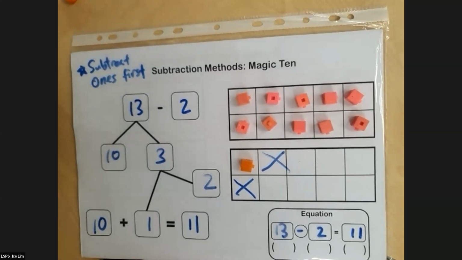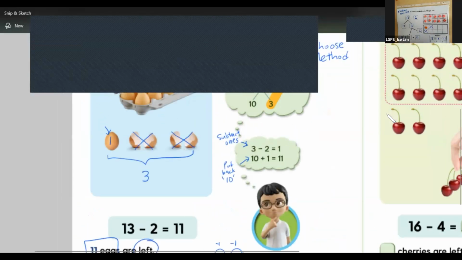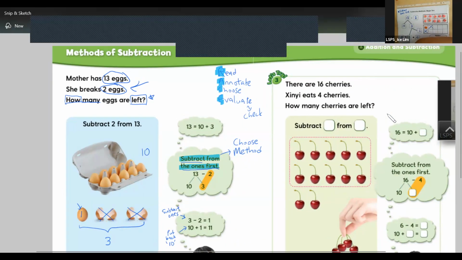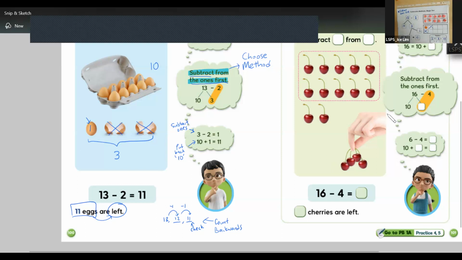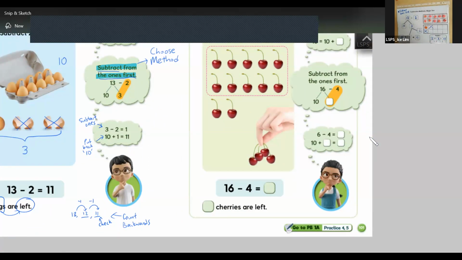Then we go back to a different story. So just now it was the egg story. We are quite good with this now. Okay, if you feel like you're still not quite sure, you can always go back and check out the YouTube video. I will upload this again. You can rewatch this, okay? All right, so let's move on to a new story, the cherry story on page 101. Okay, are you with me?